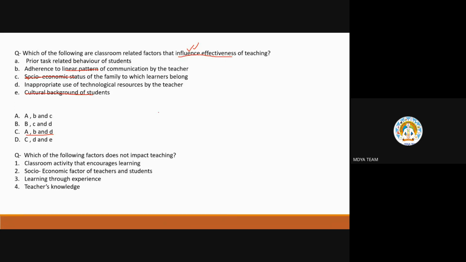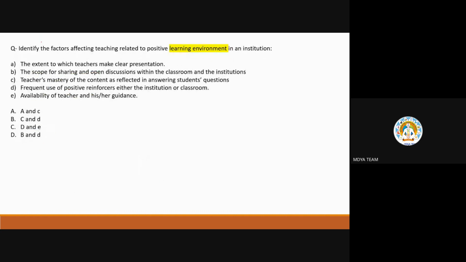Right. Now the next question: which of the following factors does not impact teaching? Two options. Okay, very easy question. The correct option is two. Either this statement is wrong, but in the perspective of this question, this statement is correct. Social economic factor of the teacher and the student does not impact teaching. Next: identify the factors affecting teaching related to qualitative learning environment in an institution.